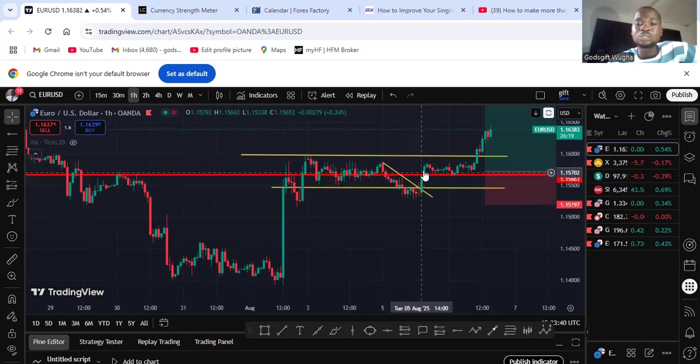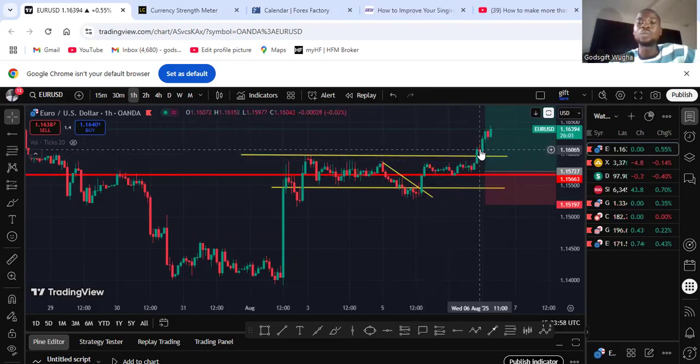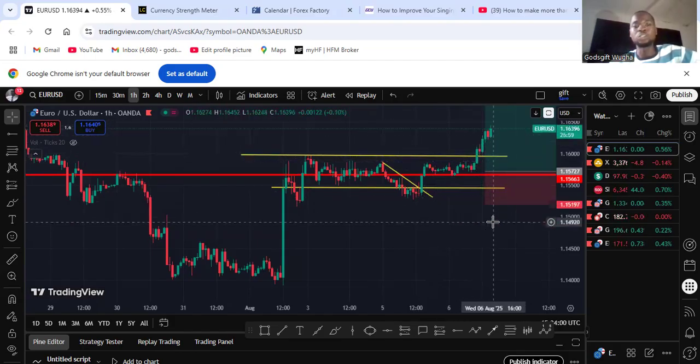After this candle, the next candle gave off profit. The market came down and ranged. Today, from around 10 a.m. to 11 a.m., and by 11 a.m. going to 12, the market broke this range. And then we are seeing the move has just begun.